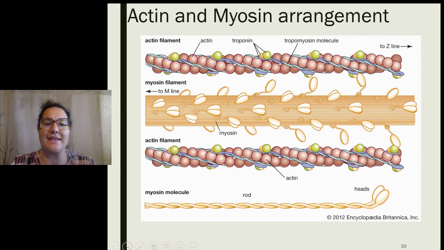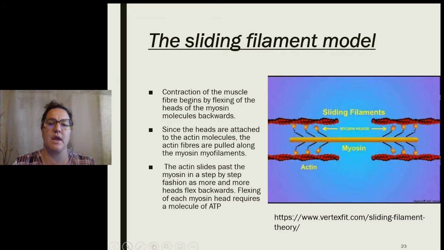Here we can look at the actin myofilaments, arranged with the two twisted strands on the top and bottom. Then we have the myosin filament in the center with those bulbous heads. Those bulbous heads are going to grab onto the actin filament as muscle contraction occurs. This is known as the sliding filament model.